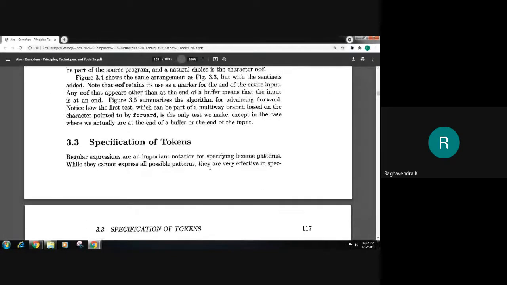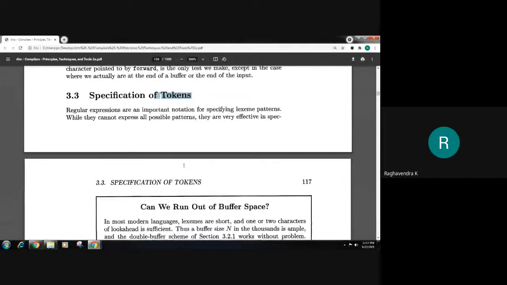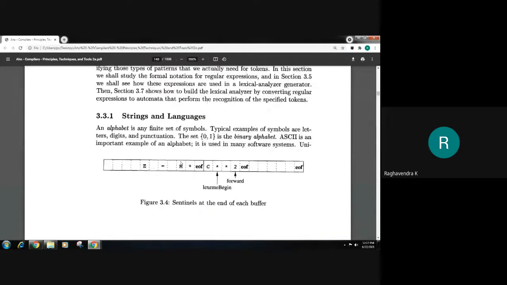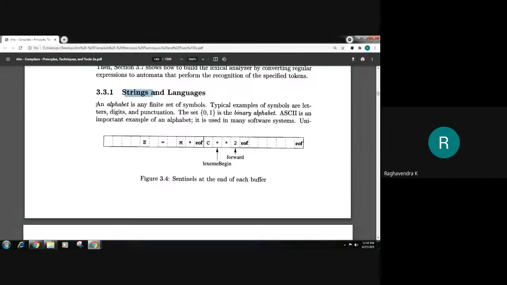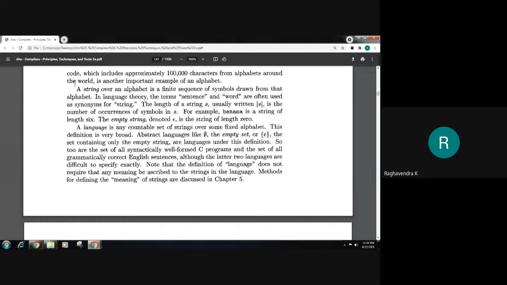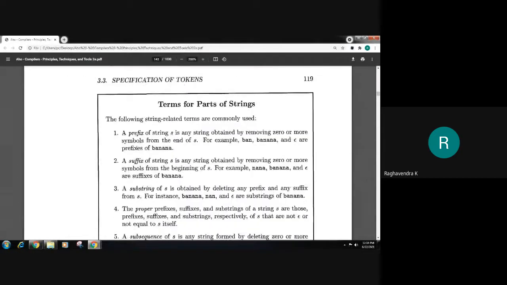Basically, tokens are specified through regular expressions because it is easier to specify patterns, and there are certain definitions associated with them, like strings and language. So what do you mean by a string? It's a collection of alphabet, and an alphabet is a finite set of symbols. All these definitions we have already seen in our last session. A string is a finite sequence of symbols drawn from a set of alphabet, and a language is any countable set of strings over some fixed alphabet. So this is the formal definition.